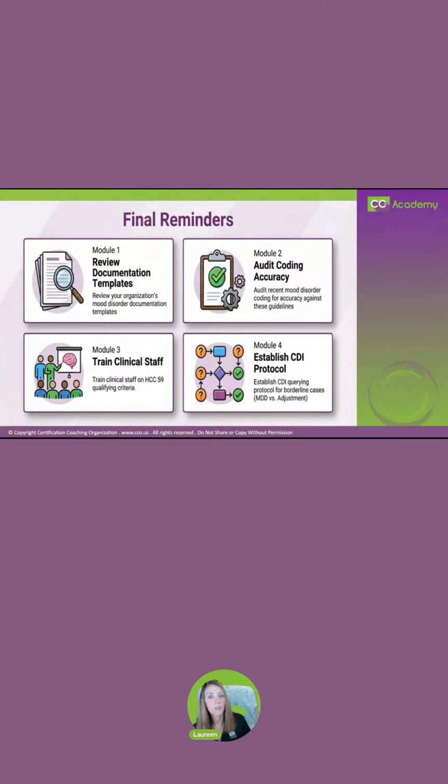Second, audit your recent mood disorder coding for accuracy against these guidelines and see if there are any patterns or errors that you need to address. You'll be a hero in your office, because if your office is guilty of some of those things, they're leaving all of this money on the table that they rightfully deserve. Third, train your clinical staff on HCC 59 qualifying criteria. Make sure they understand what needs to be documented and why. And finally, establish a CDI querying protocol for those borderline cases, your MDD versus adjustment disorder, dysthymia versus your MDD.